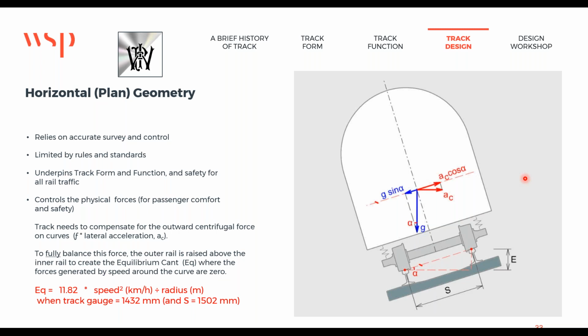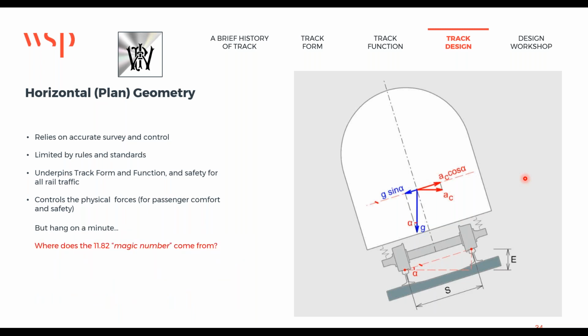So if the rail head width is typically 70 millimeters, 1432 and 70 is 1502, and that's what we use as S. So if you've got standard gauge track 1432, your equation is 11.82 times the speed squared divided by the radius. Oh, hang on a minute. Where does the 11.82 magic number come from? And not a lot of people know this, which I find surprising, but there you go.